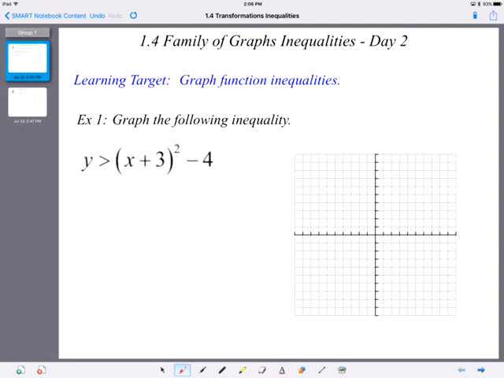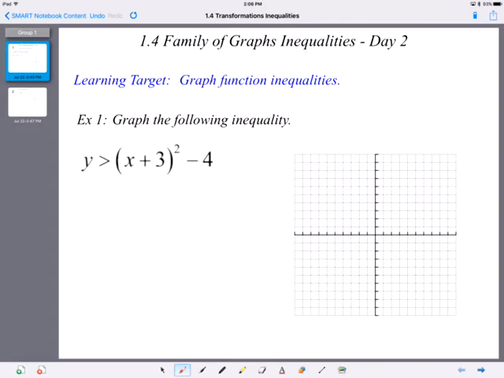This is going to be pretty brief. We're going to talk about how to graph inequalities. So let's go ahead and get started. First example, we're going to graph the following inequality. We're going to use transformations, now that we know how to do that, to help us graph the boundary line, and then we'll do some shading.